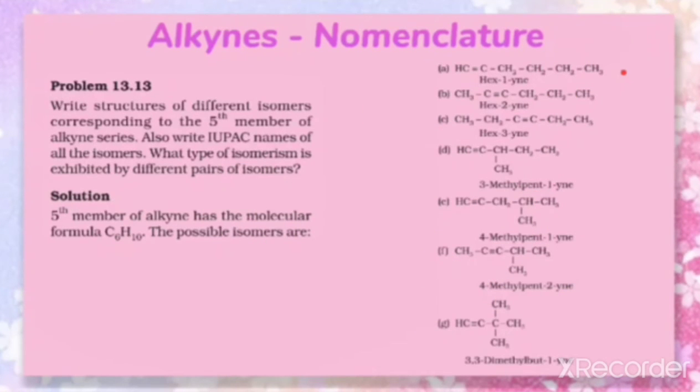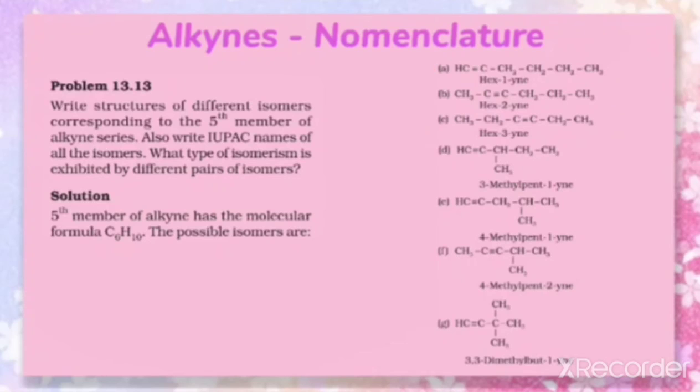The triple bond is between the first and second carbon. In the second structure, it is between the second and third. Here it is between the third and fourth carbon, therefore hex-3-yne. So just change the position of the triple bond and make the possible structures. These A, B, C are position isomers.